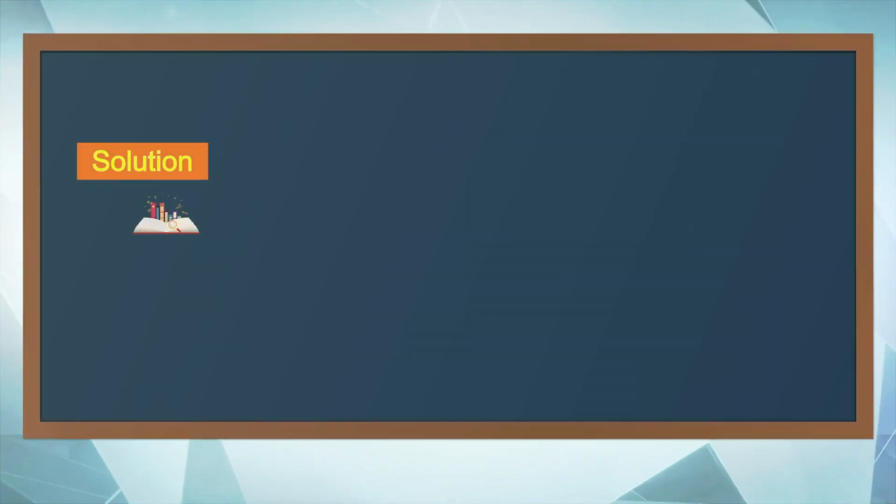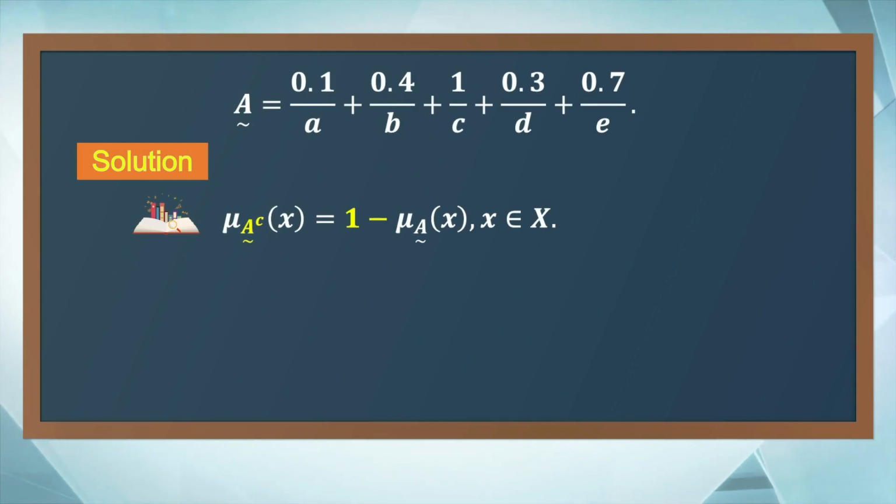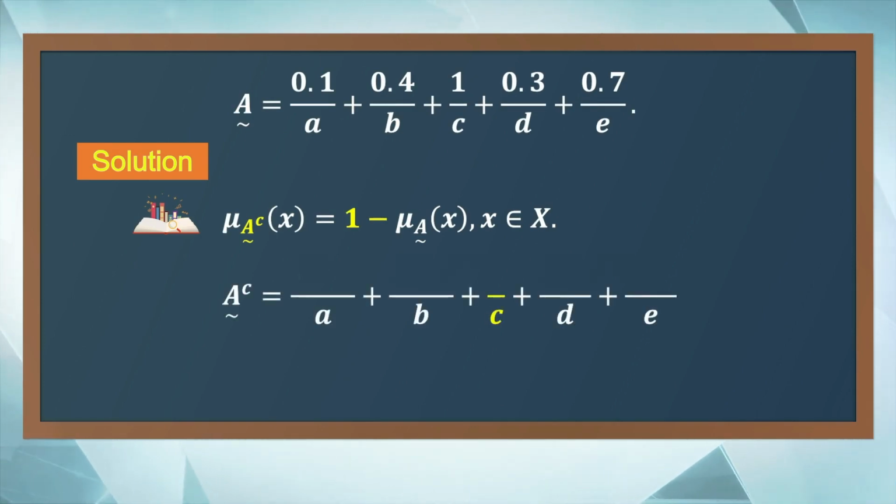Next, the complement of A. The degree of membership of element X in the complement of A equals 1 minus mu sub A of X. So, the degree of membership of element A in the complement is 1 minus 0.1. That is 0.9. Similarly, you can get the degree of membership of element B in the complement is 0.6.